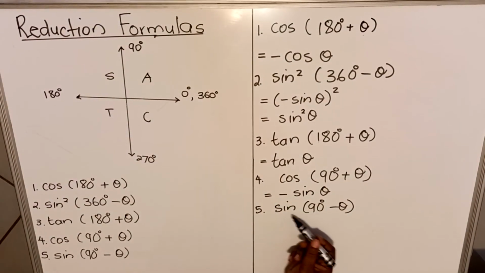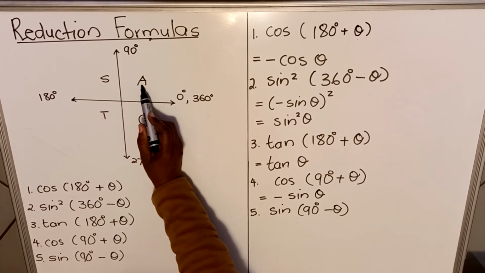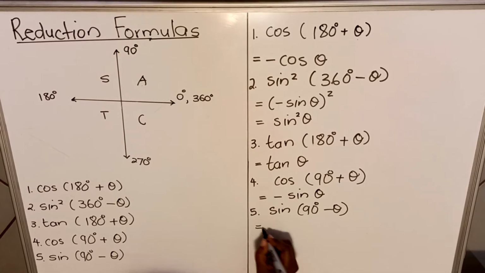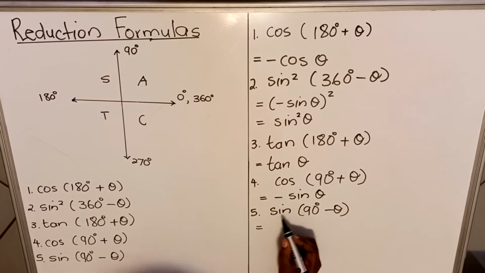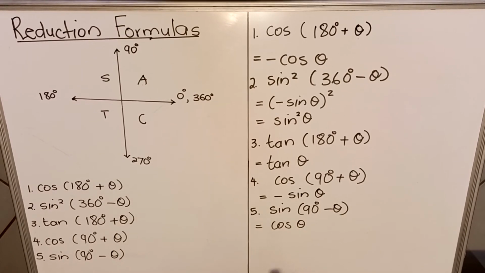Right, this one is sine(90 − θ). 90 minus is the first quadrant. How is sine in the first quadrant? They are all positive. So it's positive, but the 90 changes the sine to cos theta. Okay, now let's look at the numerical ones.